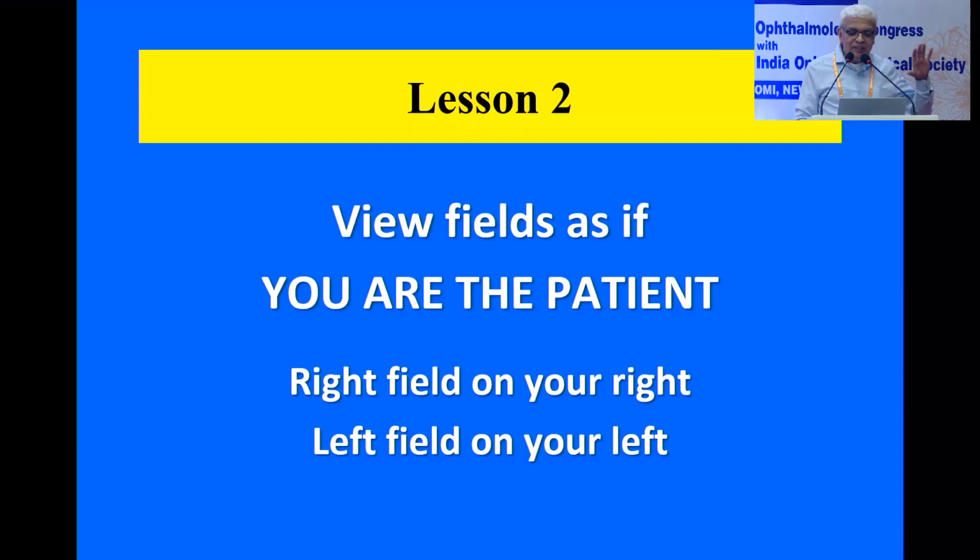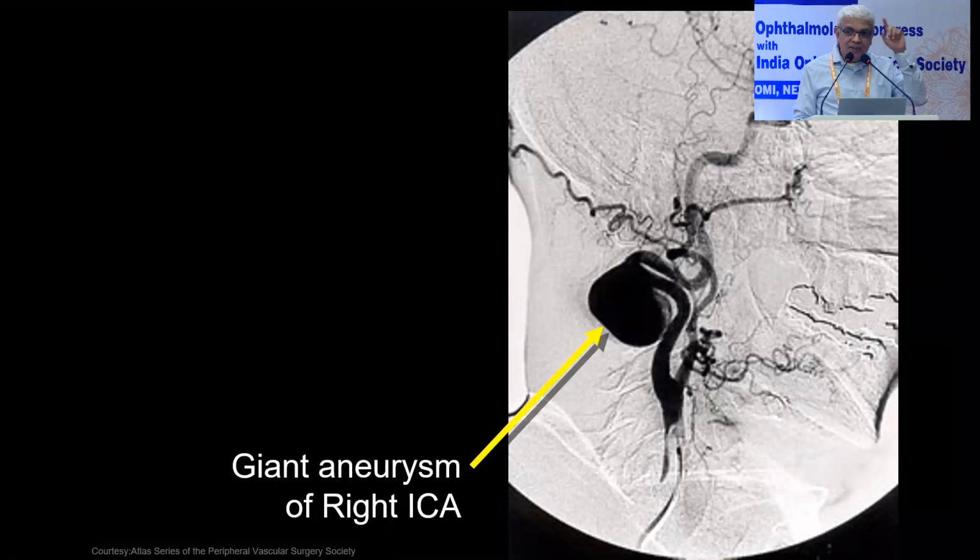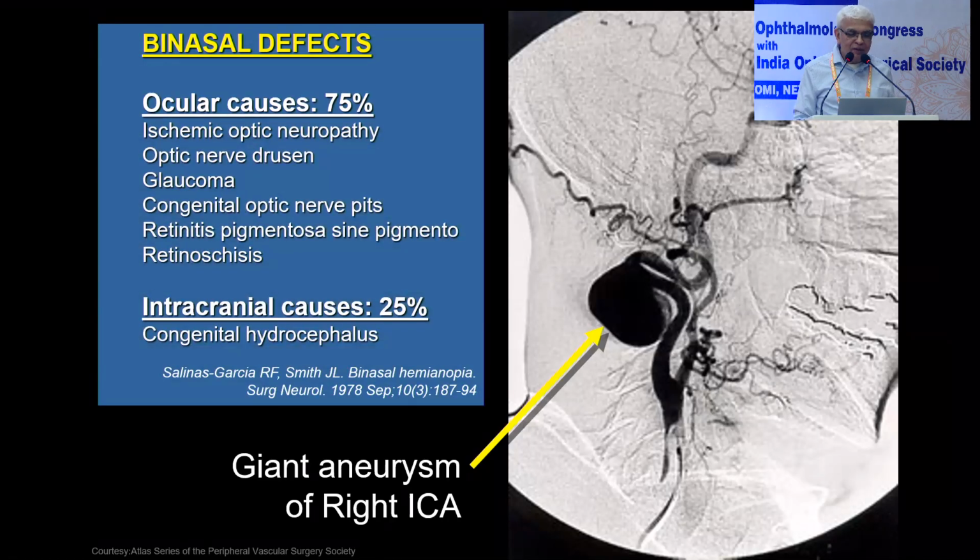Okay. Several reasons for binasal hemianopia. We won't go into that, but always the message here is this: put the fields in front of you as if you were the patient. So right field in front of your right eye and the patient's left field in front of your left eye. Then you start to interpret it. This patient had a giant aneurysm, but aneurysm is not the major cause. A lot of optic nerve diseases can produce this. Sometimes agenesis of the chiasm can also produce this as well.